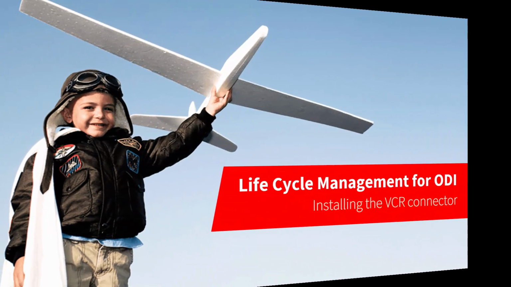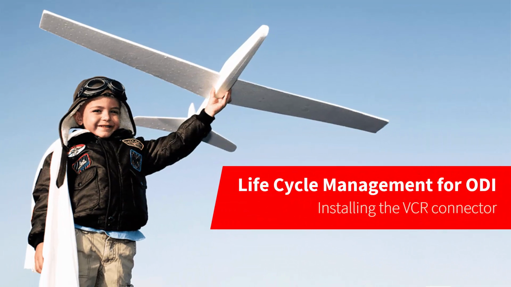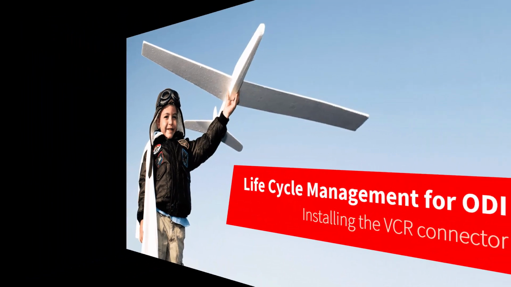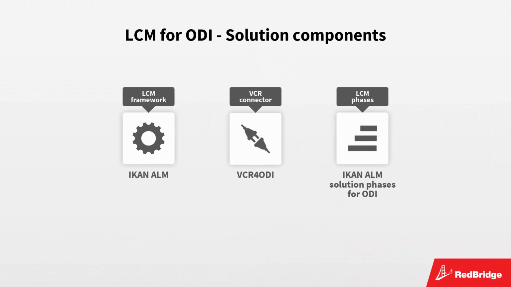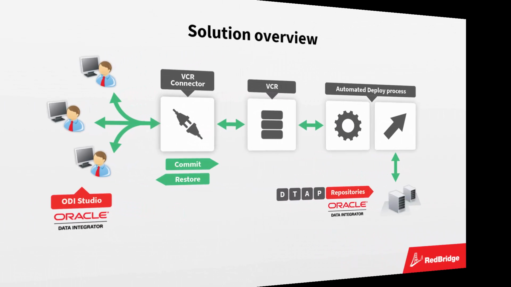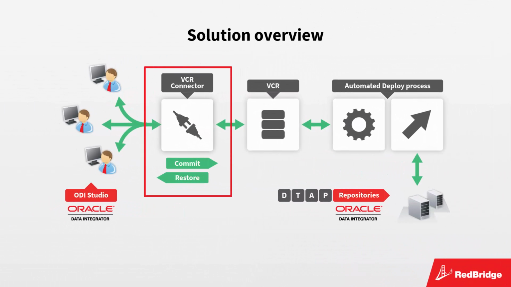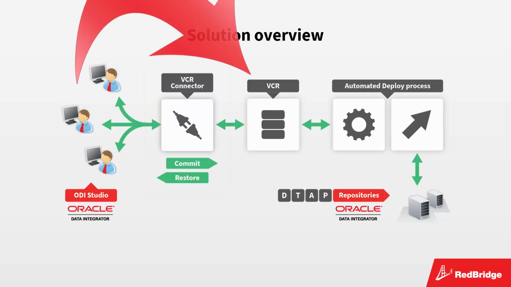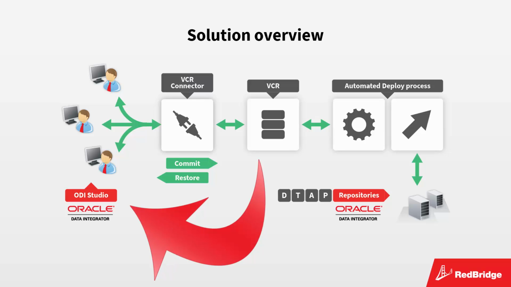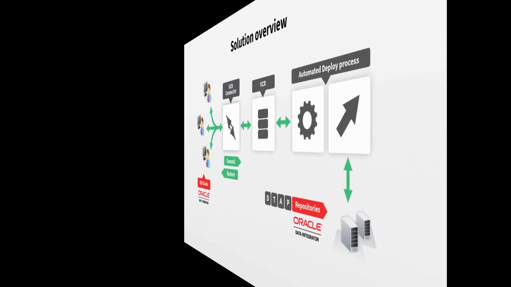In this video, we will show you how to install the VCR for ODI connector for ODI 11 on Windows. The VCR for ODI connector is one of the three components used by the LCM for ODI solution. It is the link between ODI, your development environment, and Subversion, the version control repository. It allows you to version packages, mappings, interfaces, models, and other components. Later on, you can restore them back from the VCR into ODI.